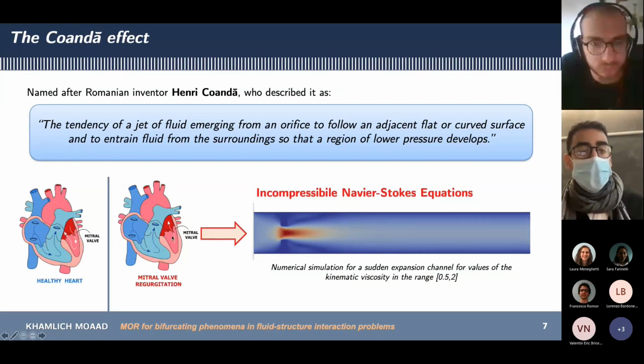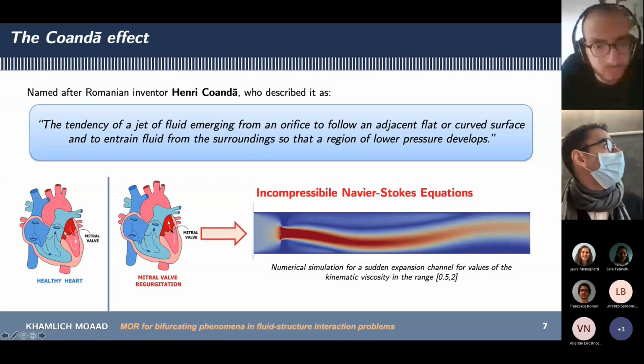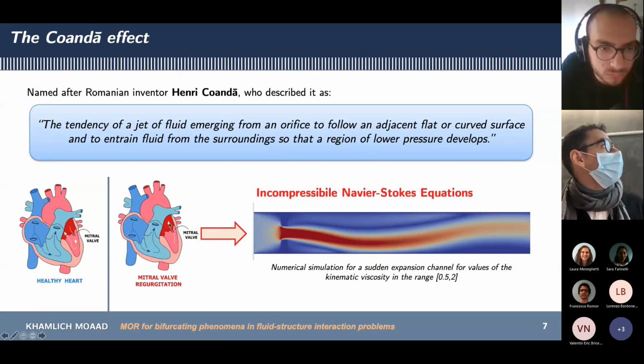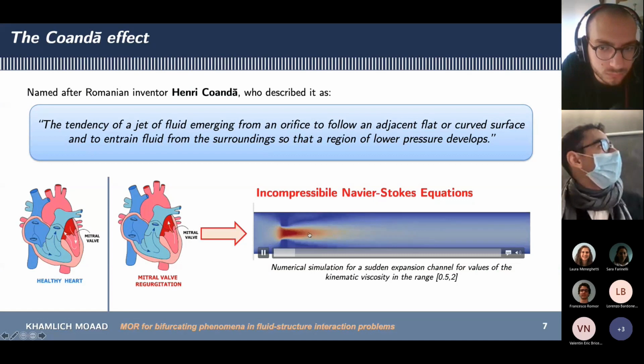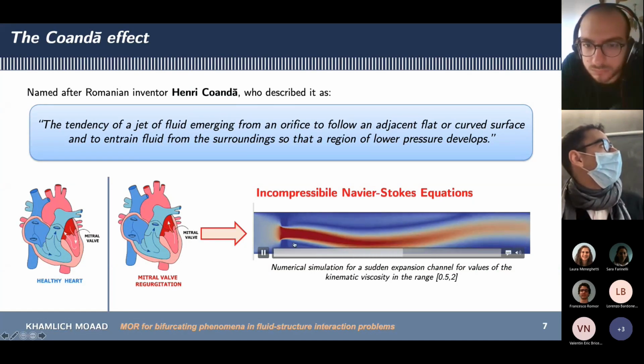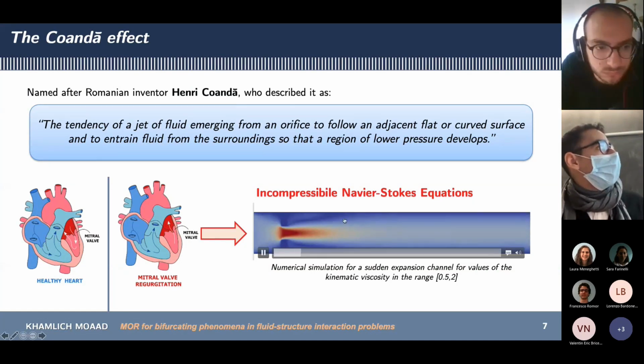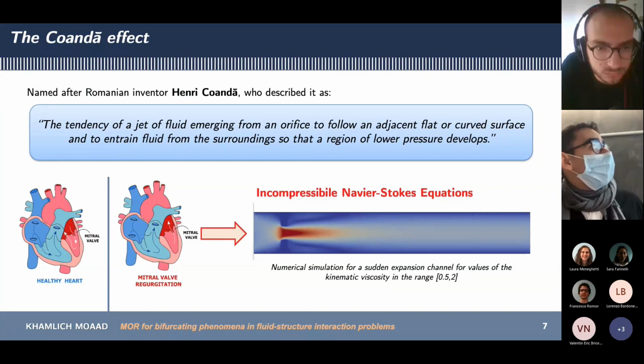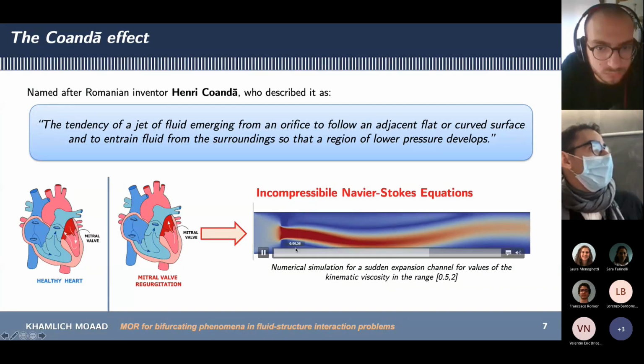And under some special condition, it also exhibits this wall hugging behavior, which is the one represented by the simulation on the right. And just to clarify, this is not a time-dependent simulation.